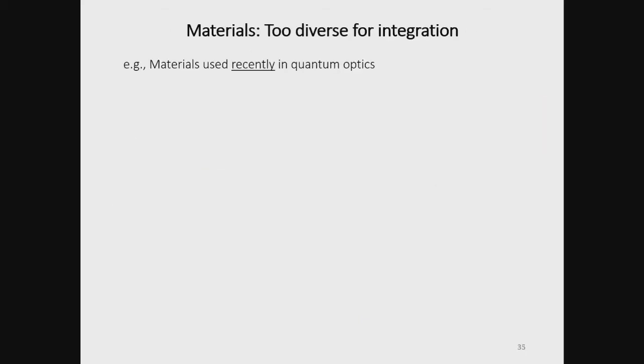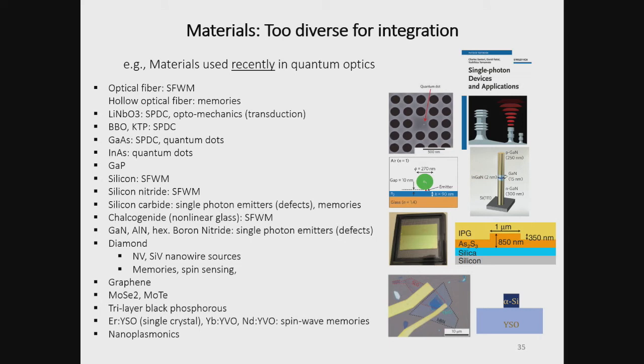This is a list of materials used recently, and I mean within the last few years, in quantum optics. And simply, this is multiplying. Every time I look at it, people are bringing more and more materials into this. And so from the point of view of photonic integration or integrated optics, it's very difficult to create a process or even an understanding of what a process should be. So we don't try. We look at it from the other viewpoint.